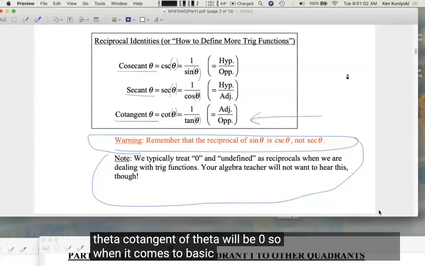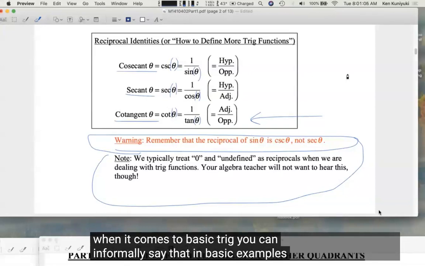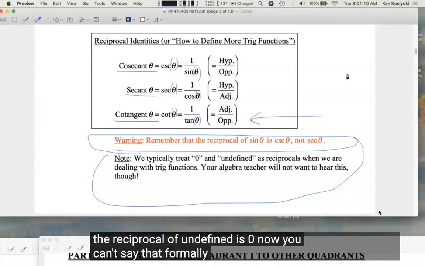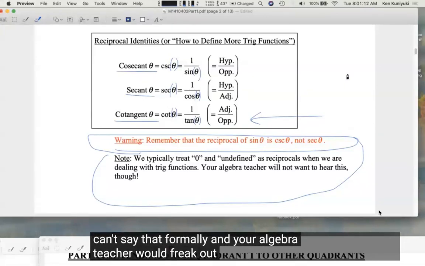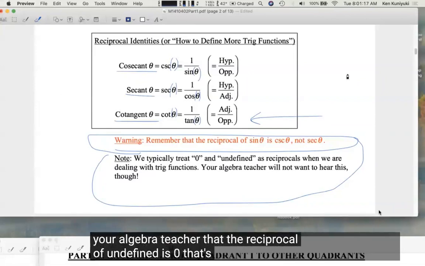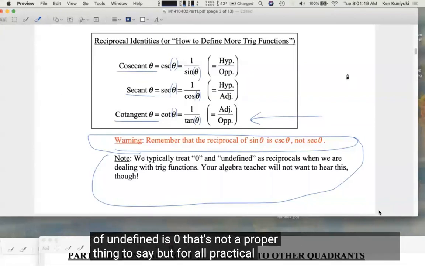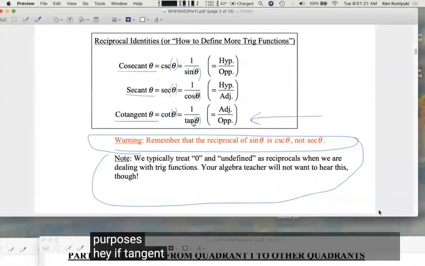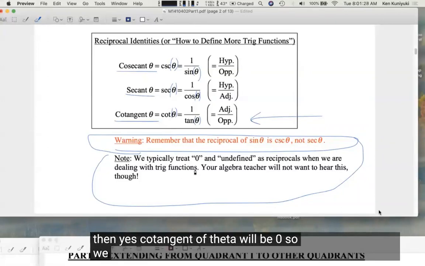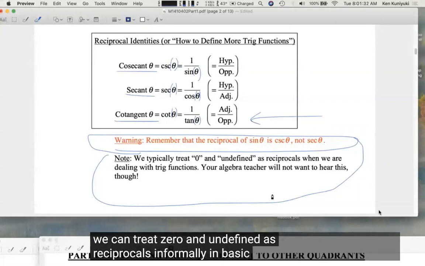So when it comes to basic trig, you can informally say that in basic examples, the reciprocal of undefined is 0. Now, you can't say that formally, and your algebra teacher would freak out. So don't tell your algebra teacher that the reciprocal of undefined is 0. That's not a proper thing to say. But for all practical purposes, if tangent of theta, say, is undefined, then yes, cotangent of theta will be 0. So we can treat 0 and undefined as reciprocals informally in basic trig.